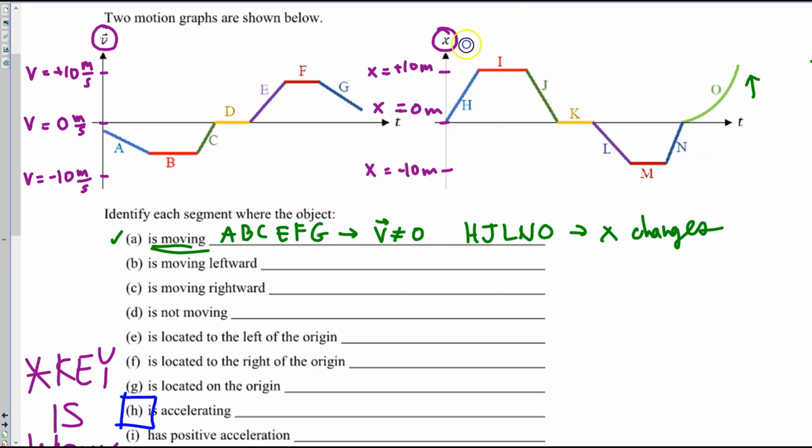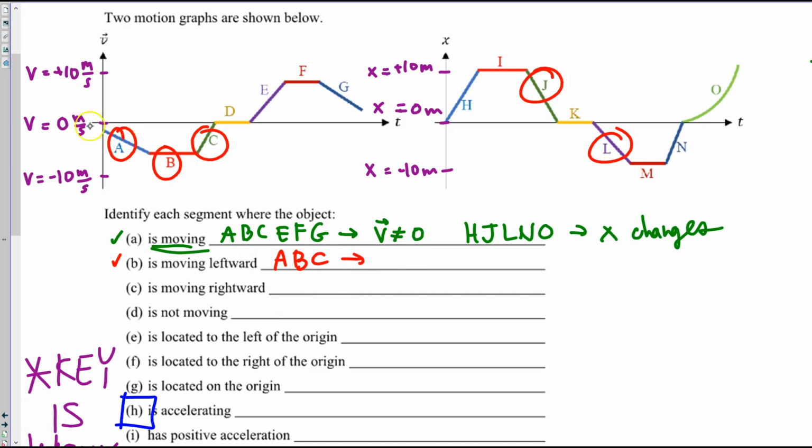Let's delete this. Where is the object moving leftward? I know that that's A, B, and C because that object always has negative velocity. I also know it's J and L because the position is decreasing. Let's go through those more slowly.